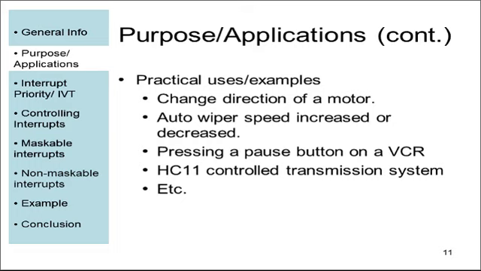The practical uses or examples are changing the direction of a motor, auto wiper speed increase or decrease, pressing a pause button on a VCR, and HC11 control transmission systems. So all these applications are using interrupts.